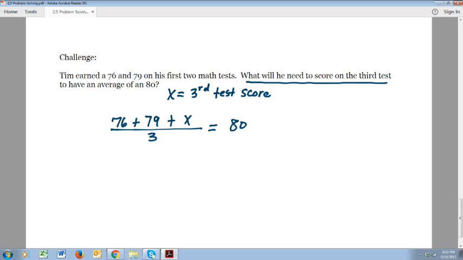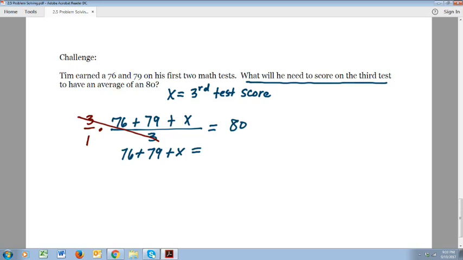Now this equation's a little bit different looking than what we've handled before. If you look on the left, we have division by 3. And so I'd really like to get rid of that fraction. The opposite of dividing by 3 is multiplying by 3. So if you multiply these two fractions, the 3's actually cancel. So what you're left with is 76 plus 79 plus x.